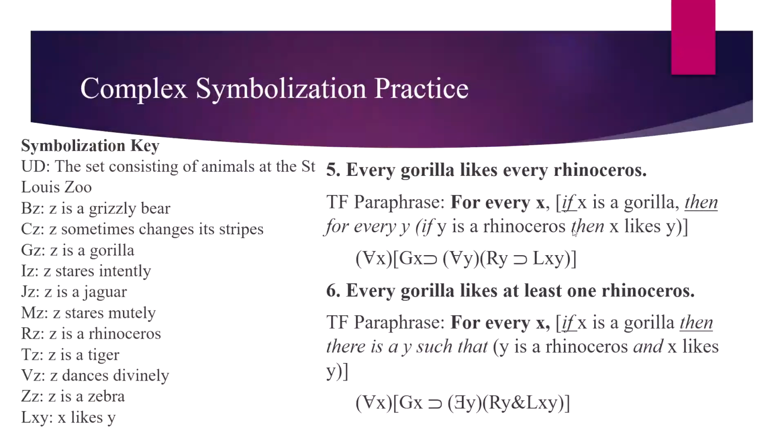But anyway, here's that completed symbolization, right? We have for everything, if it is a gorilla, then there is something that is a rhinoceros, and x, the gorilla, likes them.